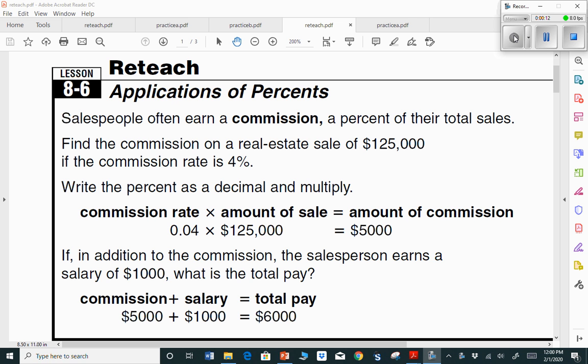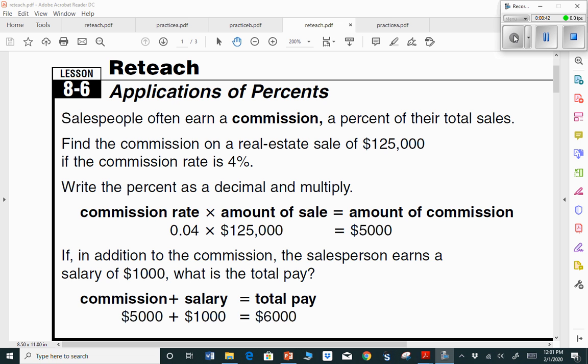Salespeople often earn a commission, which is a percent of their total sales. It says to find the commission on a real estate sale of $125,000 if the commission rate is 4%. So let's first understand the situation. When people buy and sell houses, a lot of times they'll use a real estate agent, and the real estate agent has to make some money, okay? So they make a percentage of the sale.